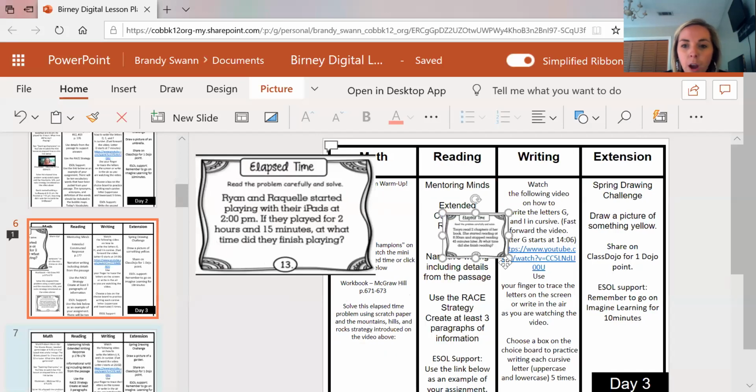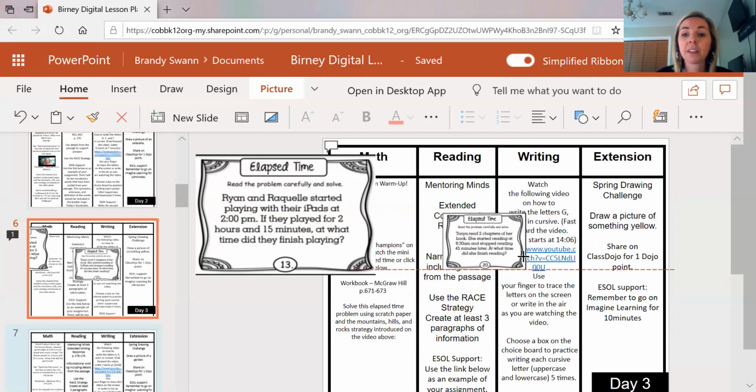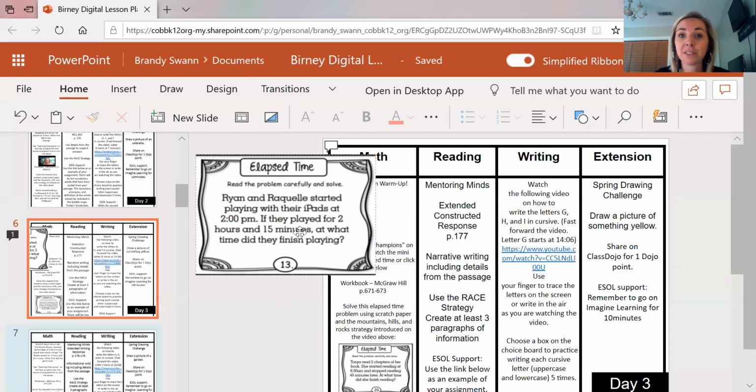This word problem right here says Tanya read 2 chapters of her book. She started reading at 8:30 a.m. and stopped reading 45 minutes later. At what time did she finish reading? If you can solve that problem on a piece of scratch paper, send a picture in to your teacher. I would love to give you a special shout out. So solve that problem about Tanya on day 3 for math. Send it in to your teacher. And then we will definitely have to give you a big shout out.